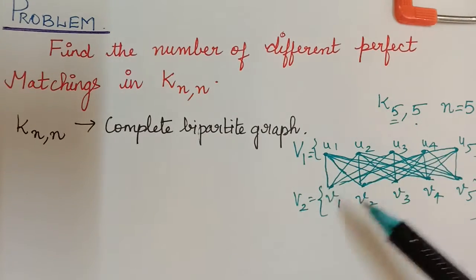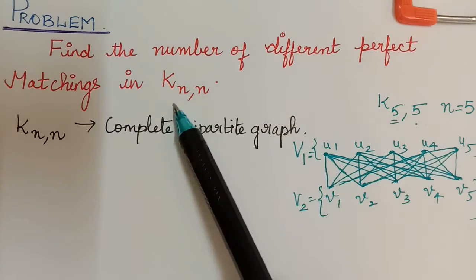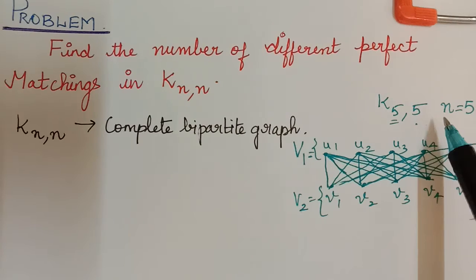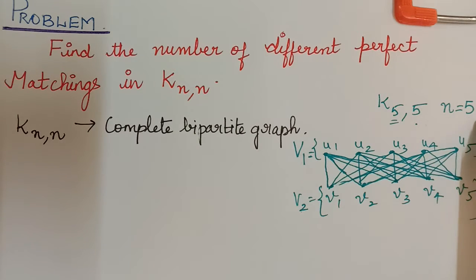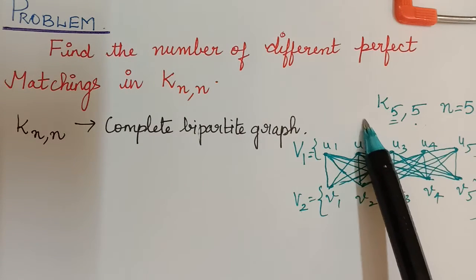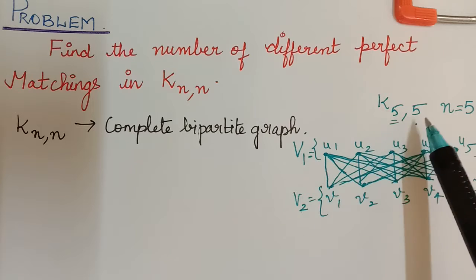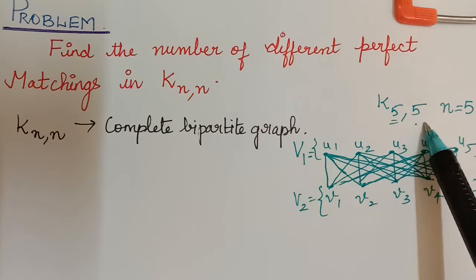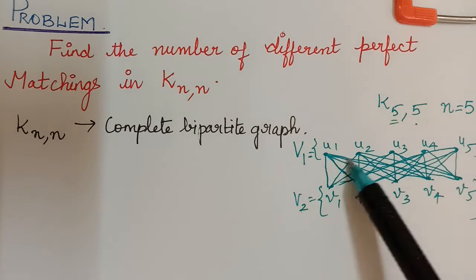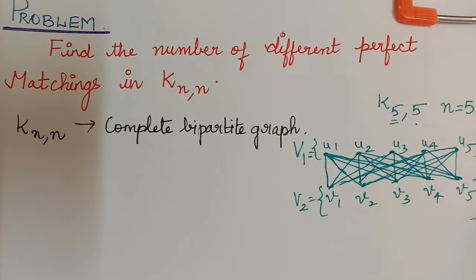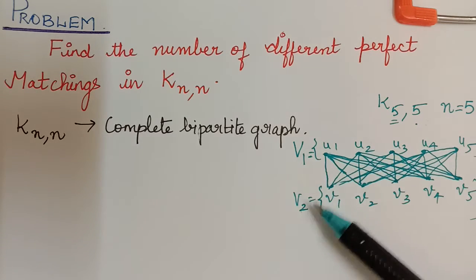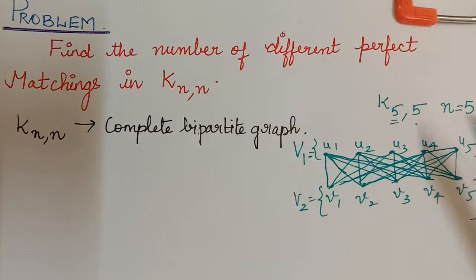So let us consider one example here. Let n be equal to 5. So in the example, the value of n is equal to 5, so the complete bipartite graph will be K(5,5). That means one of the partite sets will have 5 vertices and the other partite set will also have 5 vertices. So V1 and V2 are the two partite sets and each has 5 vertices.